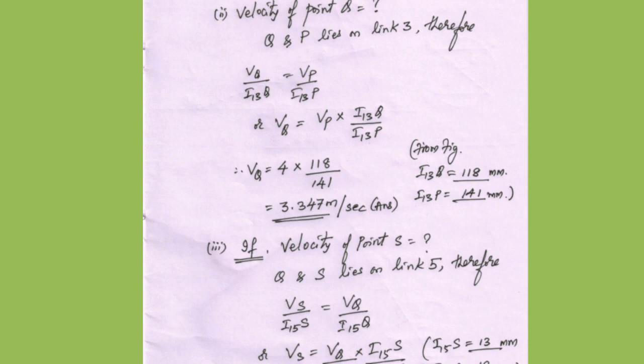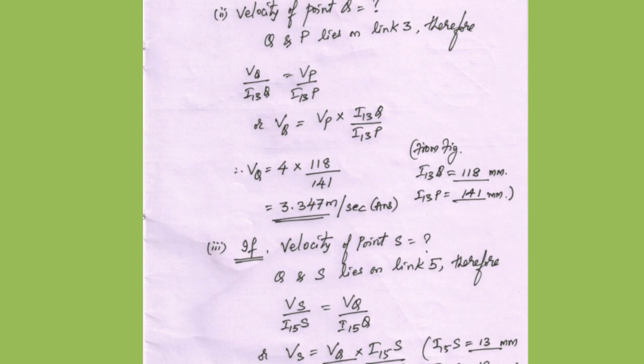After measuring from the figure, you got the dimensions 118 mm and 140 mm. Again you need not multiply by the scale because the ratio is already scaled: the numerator I13Q is multiplied by 5, and I13P is also multiplied by 5. So that 5 is cancelled automatically. You need not write again 118 into 5, 141 into 5. It is cancelled. So the velocity of Q point is ready.